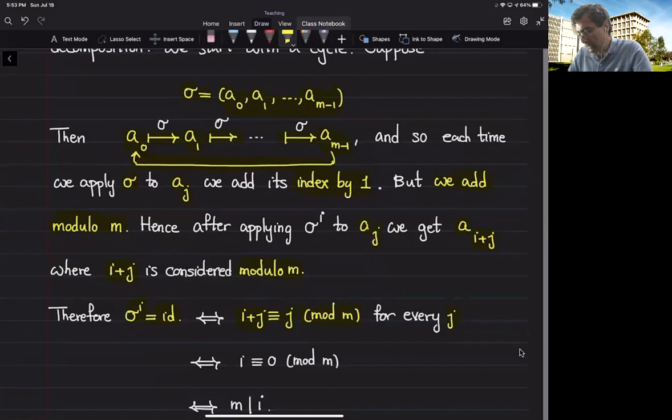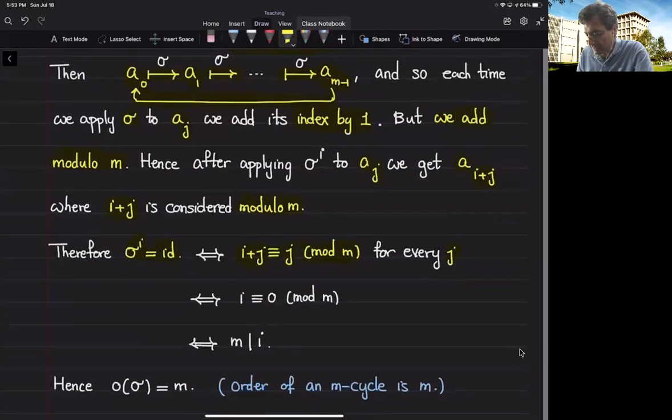That's a group. Therefore, I get that sigma to the i is identity precisely when i is a multiple of m. So that happens precisely when m divides i. But remember, this is precisely how we define the order of an element. So sigma to the i is identity, the neutral element, precisely when i is a multiple of m. That means sigma to the m is identity, and m is the smallest such positive integer. Therefore, the order of sigma is m.